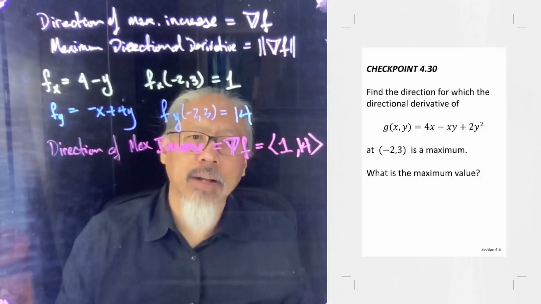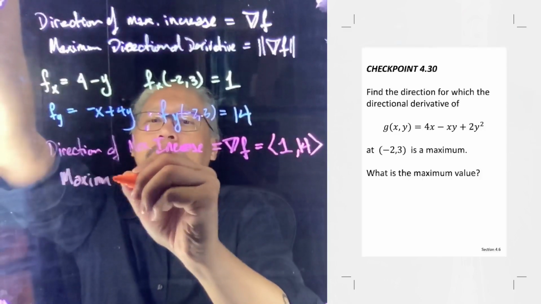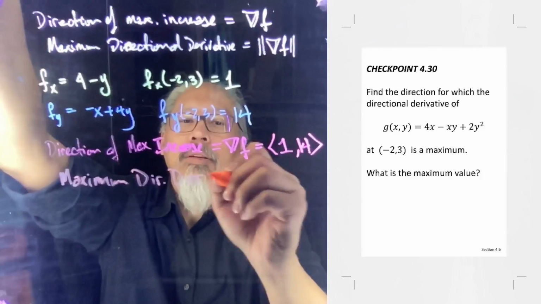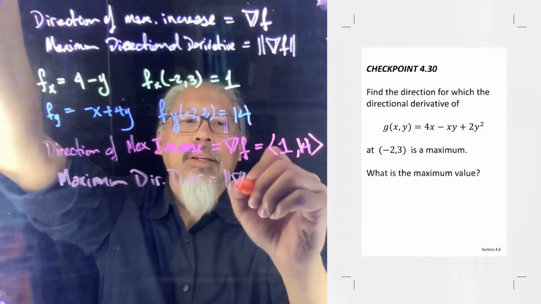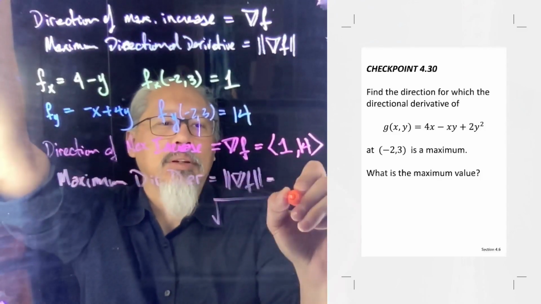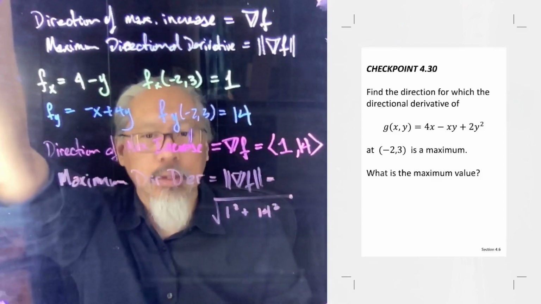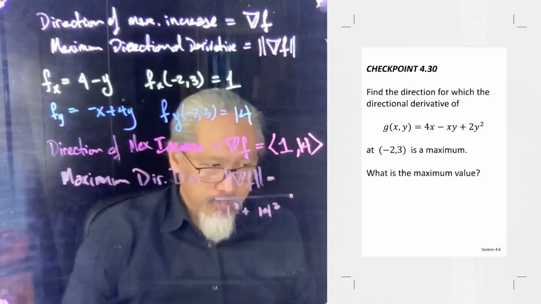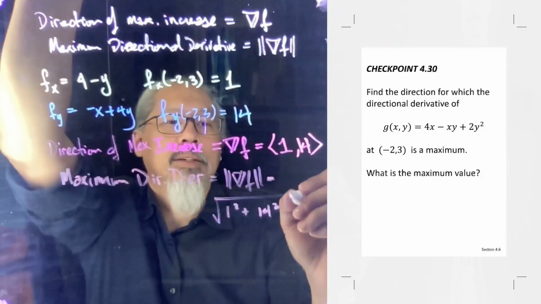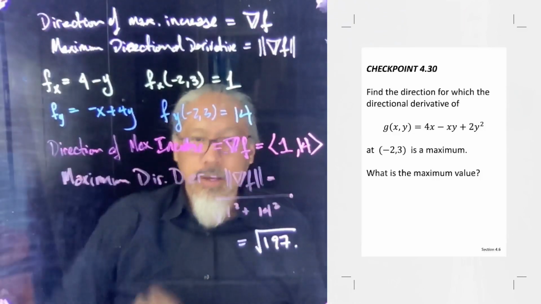And then the other question they're asking is the maximum value. I'll say maximum directional derivative, and that's equal to the magnitude of the gradient, which is simply the square root of 1 squared plus 14 squared, and I believe 14 squared is 196. So let's say this whole thing is square root of 197. Okay, I think that's good.